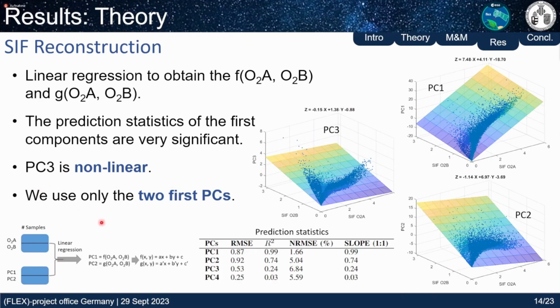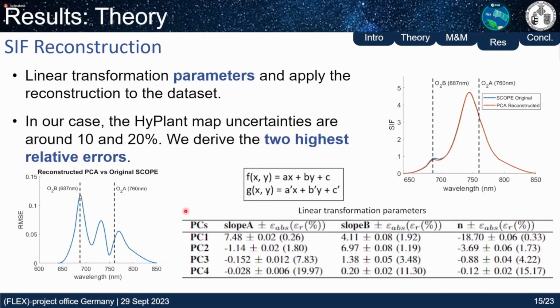So finally, we use only the first two principal components, because as we saw before, the two principal components give most of the information, 99%. After that, we obtained the two linear transformations, the two formulas of the planes, and we obtained these formulas. These are the linear transformation parameters as we saw in the workflow. A, B, and C are the slope A, the slope B, and the intercept. And we obtained them for the four principal components.